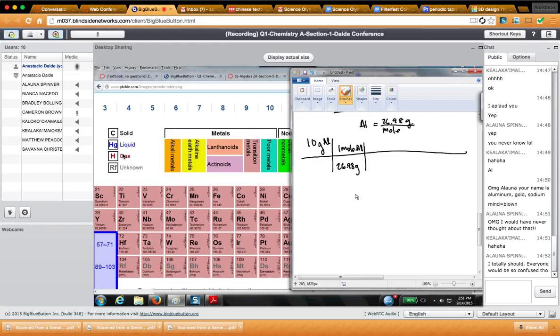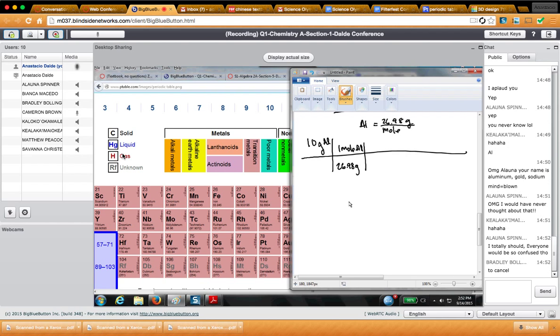Does that make sense? Do you understand why I put the 26.98 grams on the bottom instead of on the top? Yes, exactly, Bradley. To cancel out this grams over here. So this tells me exactly how many moles of this stuff, which looks to me like a little bit less than half of a mole.